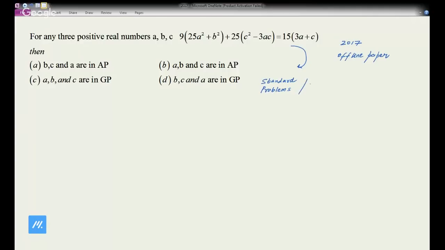So I would rather say this was a repeated problem. In fact, many of the students found the problem in our own assignment sheet. So this is the question from the sequence series worksheet in the MathonGo app, straight away. So you can imagine that yes, there are chances that things could get repeated in an exam like JEE Mains. So there is a standard process to solve this.